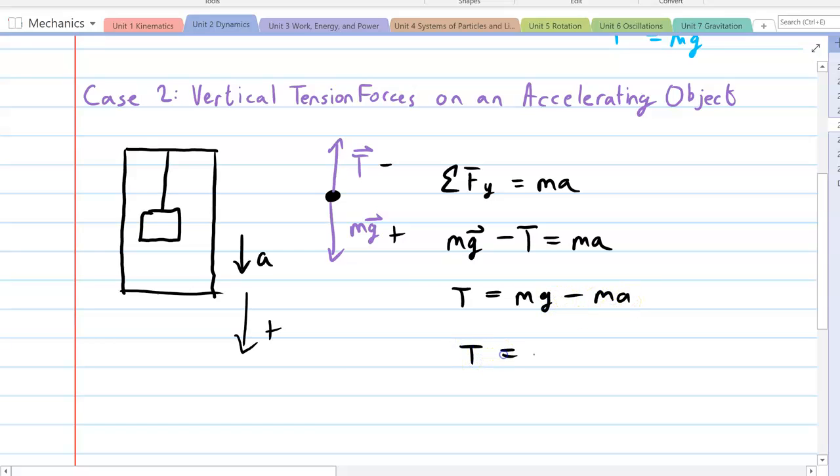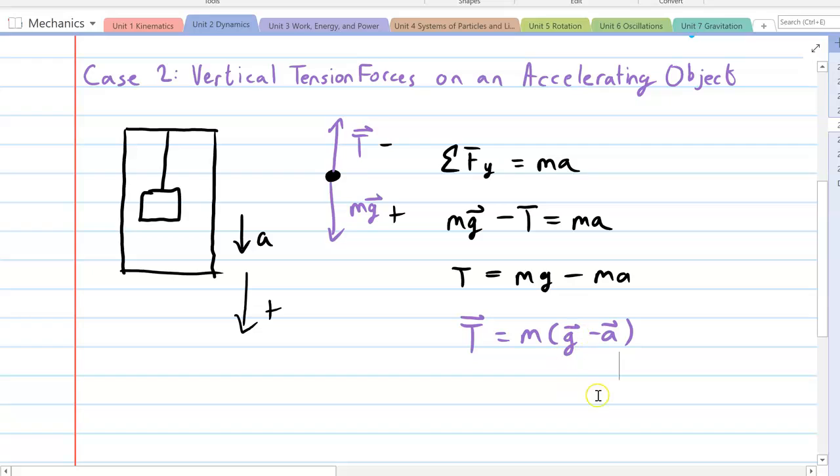In other words, T is mg minus a. Let me write it in purple actually. So it's very similar to the normal force application. If I were to substitute N here and then place the block right here, it'd actually be the same kind of equation.